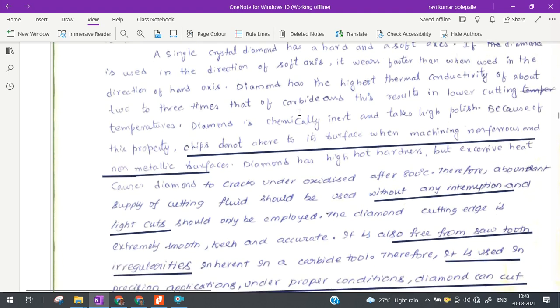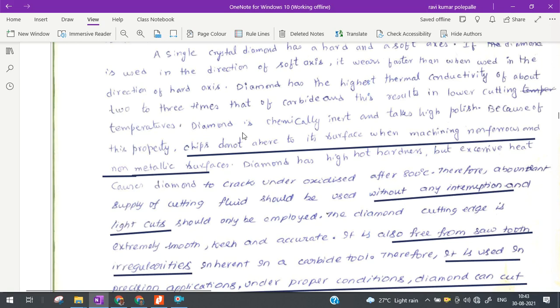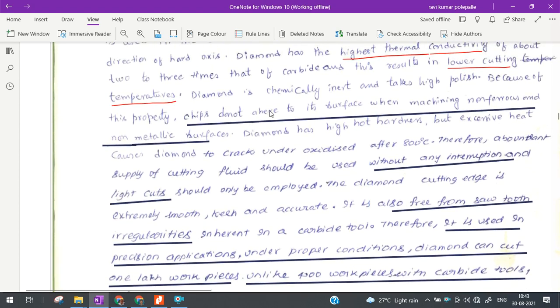Diamond has the highest thermal conductivity, about 2 to 3 times that of carbides, and this results in lower cutting temperatures. So it has a very high thermal conductivity. That is another point to be appreciated, and therefore the cutting is cool cutting, that means cutting temperatures are relatively less. Diamond is chemically inert and takes high polish. Because of this property, chips do not adhere to the surface when machining non-ferrous and non-metallic materials.